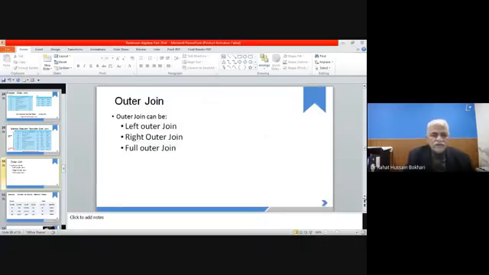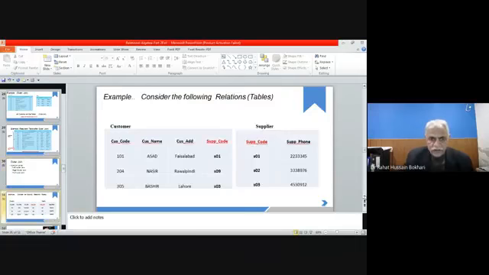The outer join may be a left outer join, right outer join, or full outer join. I have to discuss each of them one by one, but remember the concept of outer join. Now we have to consider these two tables, customer and supplier, which are already available in our slides. And we are going to look at the left outer join, right outer join, and the full outer join.